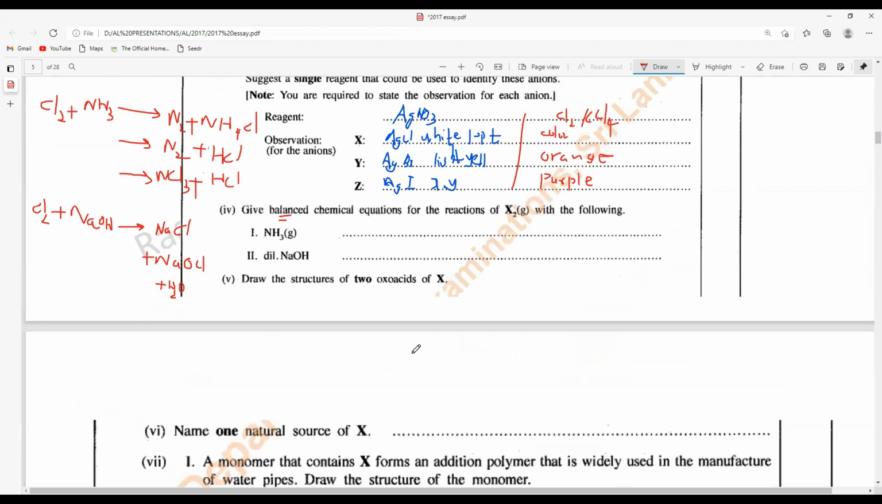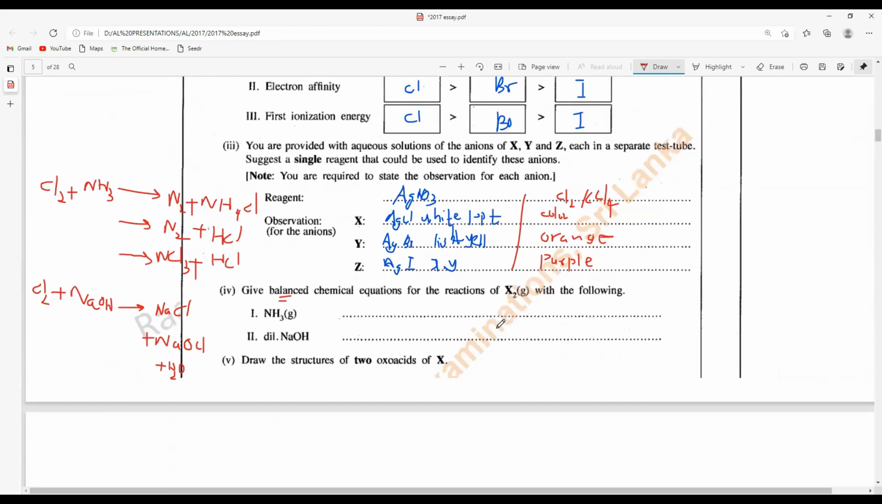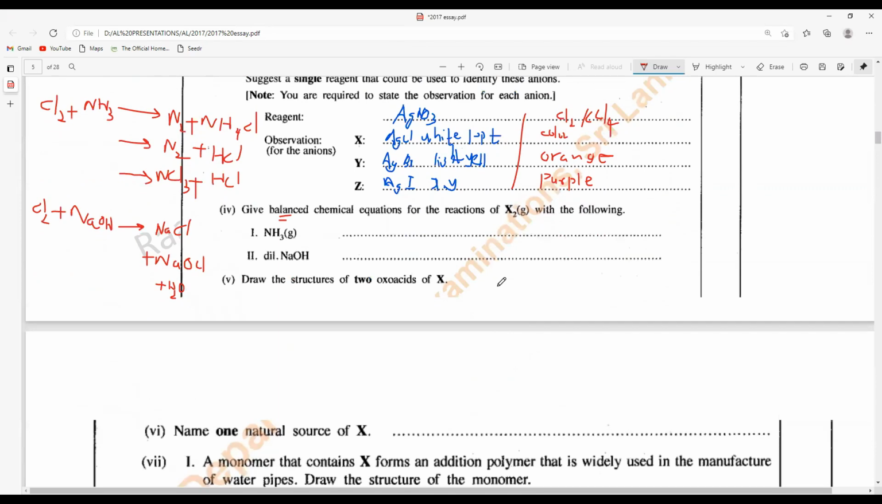Draw the structures of two oxo acids of X. So now we are going only with chlorine, right? So chlorine, you have many, so you can write HOCl or HClO2, HClO3, or even HClO4. So you have all these oxo acids of chlorine, which can be used to draw here.